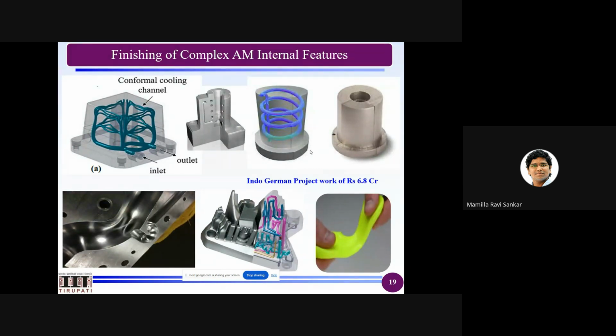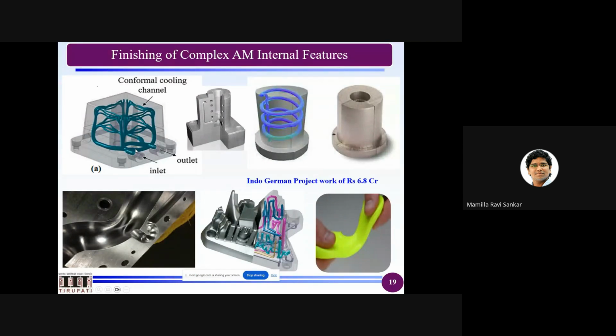Okay, so these paths are very complex, and nowadays 3D printing gives the flexibility to design as per requirements. For example, if you see image 1a, a lot of channels are there. At the same time, the cross section is varying, and the geometries are completely complex. One inlet is there, one outlet is there. How do you finish these things is a big question.